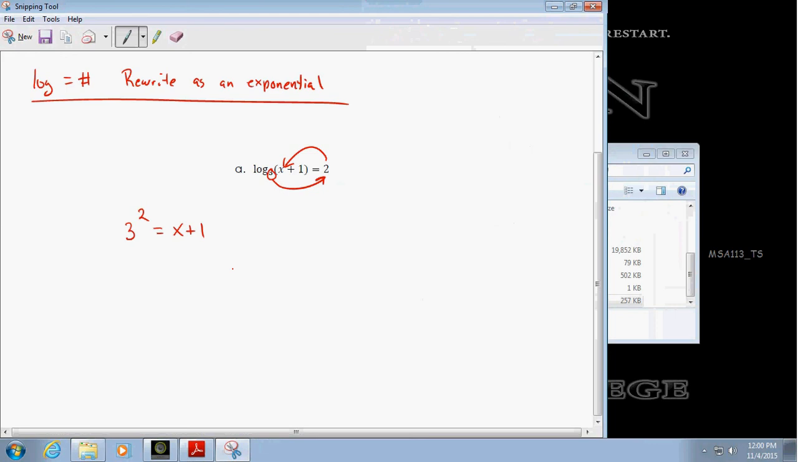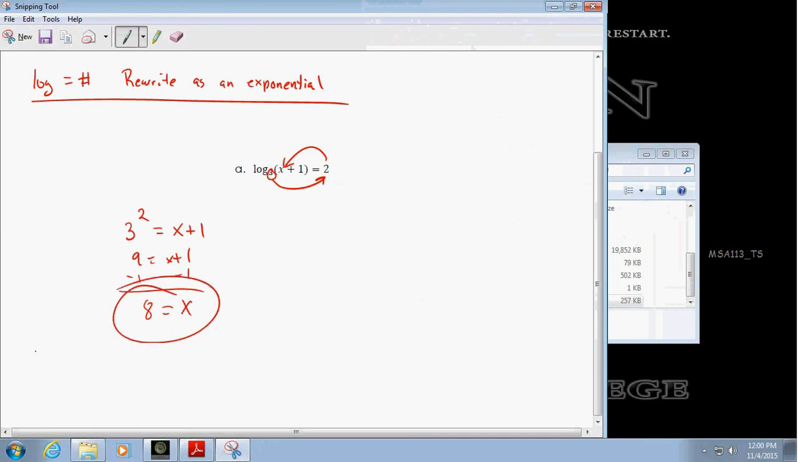So what's 3 squared? So 9 equals x plus 1. Subtract 1. X equals 8. We always like to check if we have a log in the beginning of our question. We like to go back and plug that value in just to make sure that it doesn't make our argument negative. This one, of course, doesn't, because if you plug in 8, you get 8 plus 1 is 9, and 9 is positive, so we're okay. So it is x equals 8.